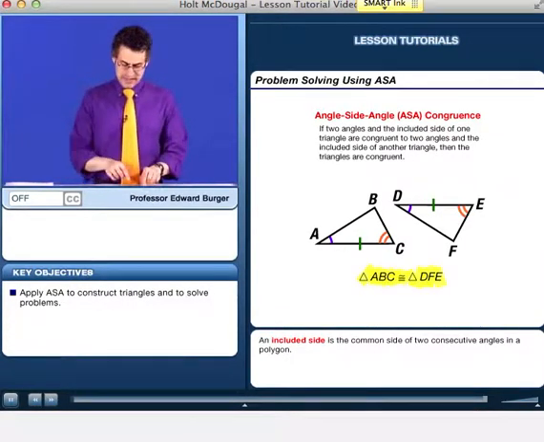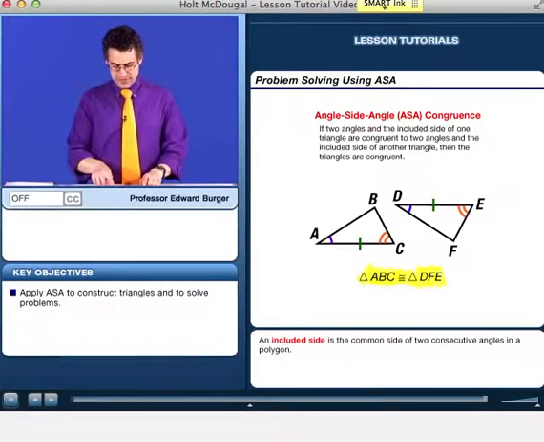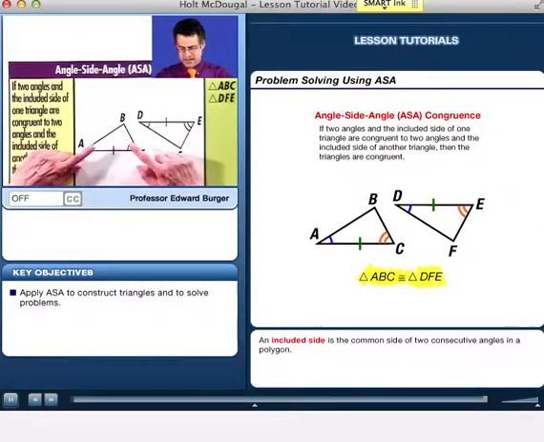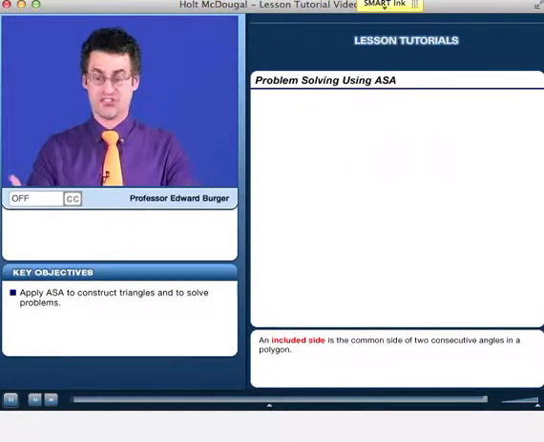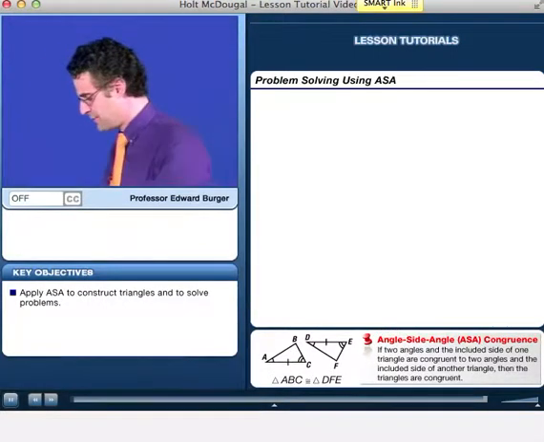So notice that it's this flanking business, angle, side, angle. We have a side, and then we look at the two angles flanking. They have to be congruent to the corresponding flanking two angles here. If you've got that, you're all set. Let's take a look at an example.